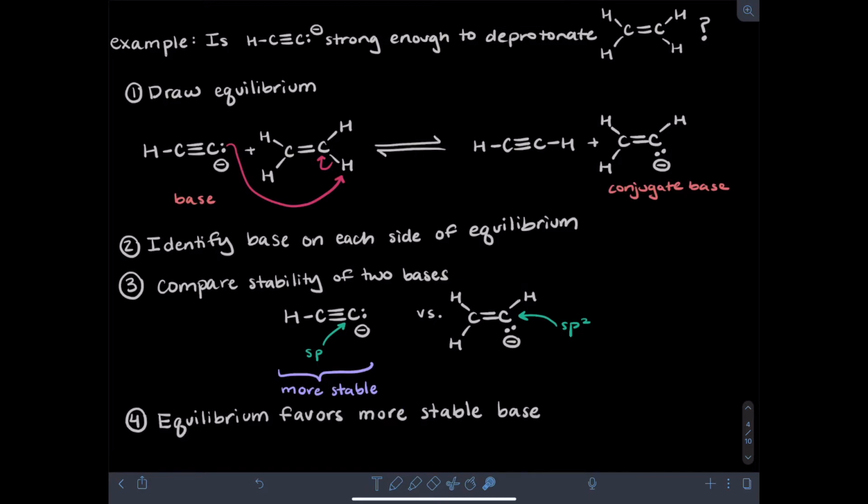I'll now look back at my original equation, and the equilibrium is going to favor the side with the more stable base. My base here is more stable than my conjugate base, and then I can redraw my equilibrium arrow to reflect this. I would expect my reaction to favor the reactants side rather than the products. And so, to answer my original question of is that base strong enough to deprotonate an alkene, I would say no, it's not. Because the equilibrium favors reactants instead of products, that base isn't strong enough to favor the deprotonation of an alkene.